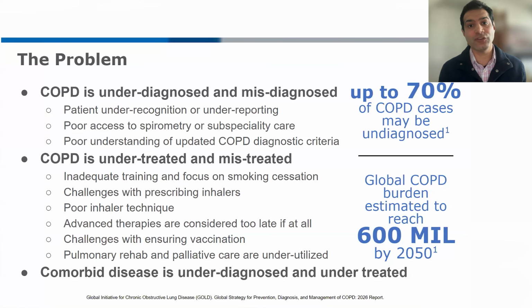There's poor access to getting spirometry done in the first place, and poor access to pulmonary subspecialty care. And then there's a poor understanding of the latest COPD diagnostic criteria and management. And this is in the generalist population, in the ED, in primary care, and even in the pulmonary population, the standards have changed quite a bit, right? COPD is often under- and mistreated.